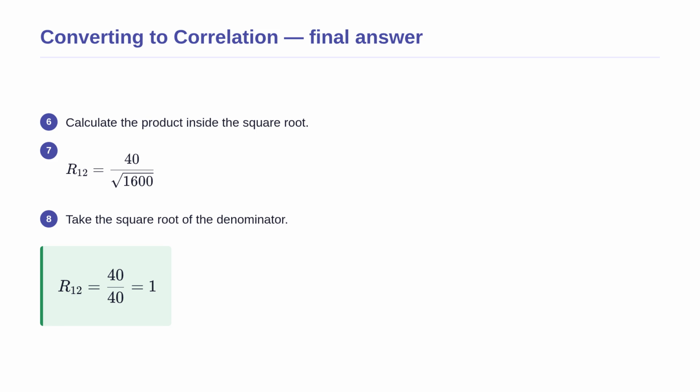Dividing the numerator of 40 by the denominator of 40 gives us exactly 1. A correlation of 1 means there is a perfect positive linear relationship between study hours and test scores in our sample. Every single increase in study hours perfectly predicts the increase in test scores. By stripping away the units of hours and points, we revealed a perfect underlying relationship.